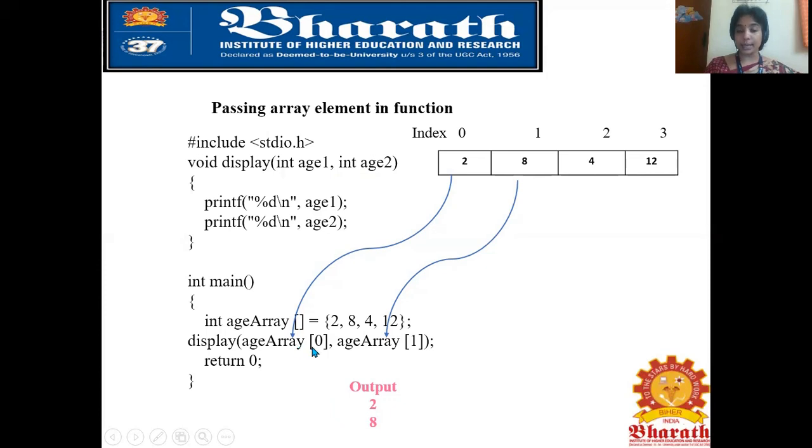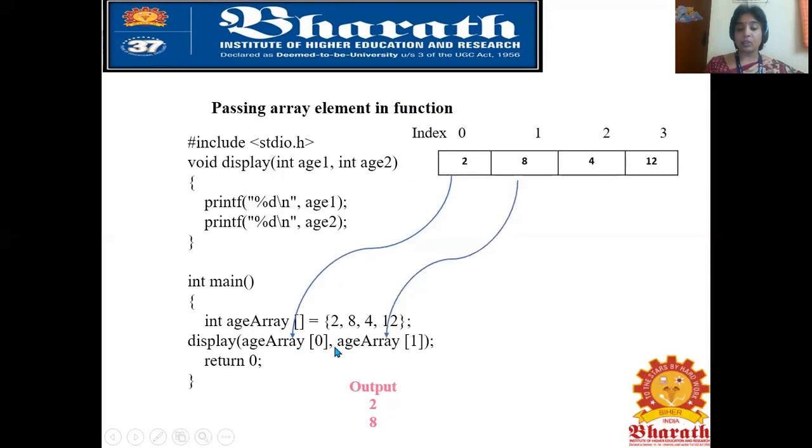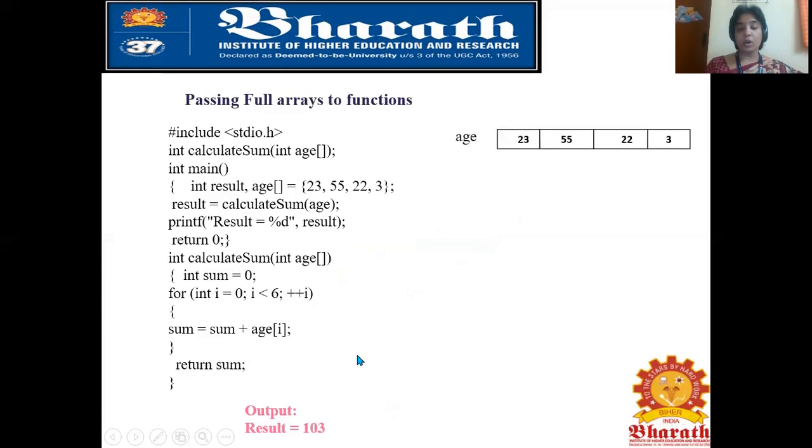So in this example, we have seen how the individual elements of an array are passed as parameters of a function. Okay. Next, in the second case, we are going to see how the full array is passed as an argument to the function. In this case, we have a main function. In the main function, we have declared an array named age. It contains 4 different numbers.